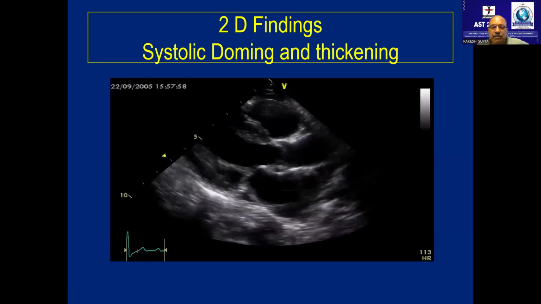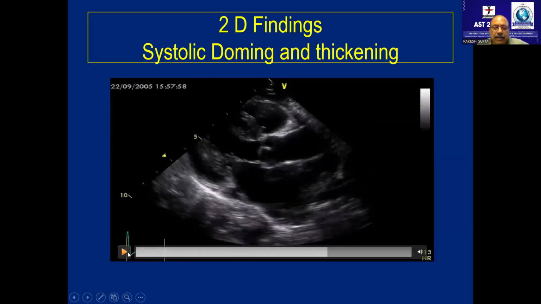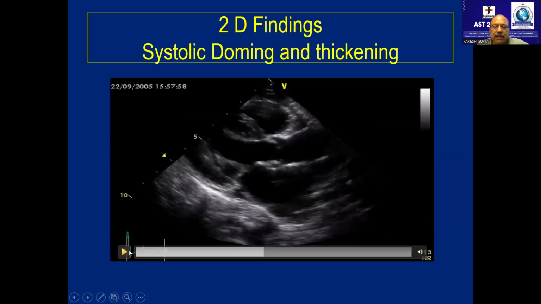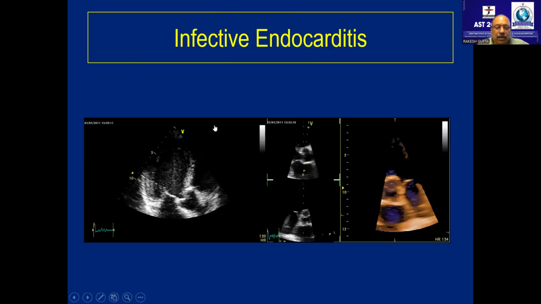Now zoomed up. Shall I fix it up for you? Yeah. Look, it's doming. So doming is a feature of stenosis. Eccentric closure line is a feature of bicuspid aortic valve. Then look at this picture very carefully. I hope it plays. No, it's not playing.